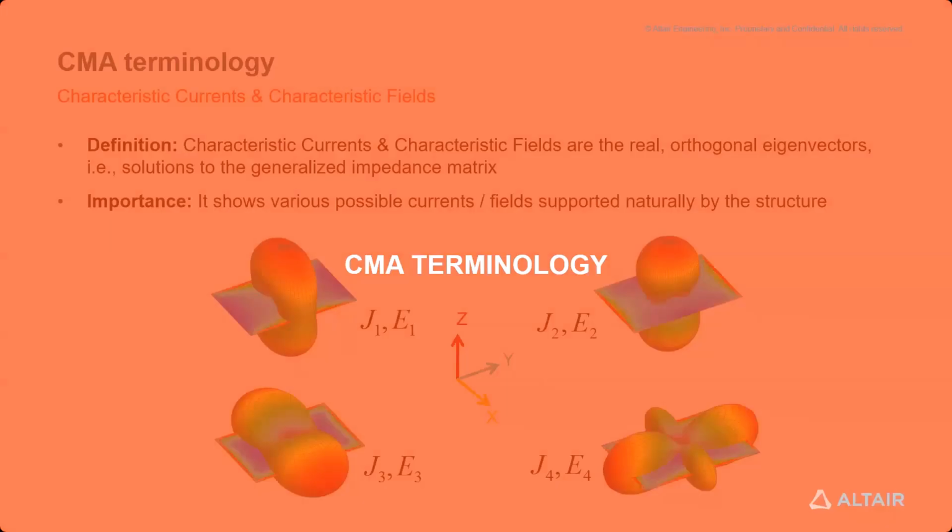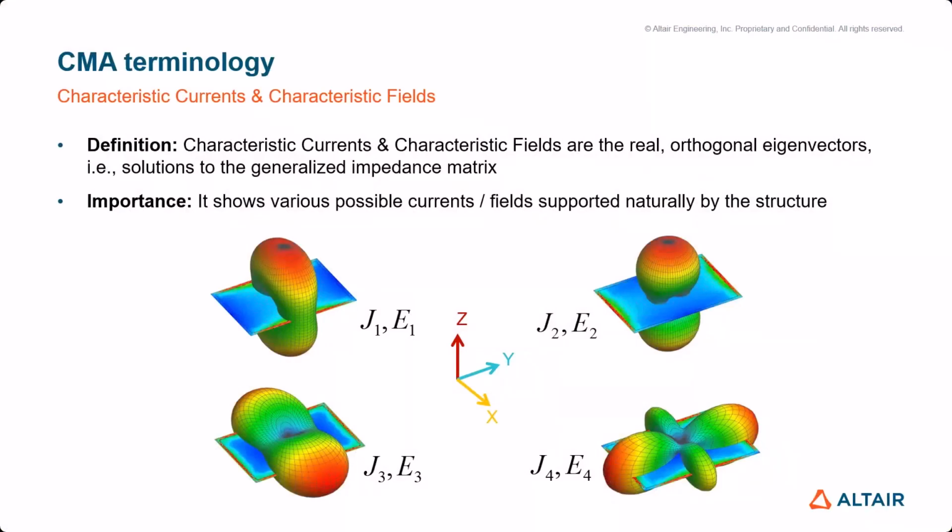Some terminology for the characteristic mode analysis. The characteristic currents as well as the resulting characteristic fields are the real orthogonal eigenvectors. So that's the solution of the generalized impedance matrix. So obviously these modal currents and the fields that they support or radiate are quite useful because they show the performance or the effect of each of these modes. And here you see again the first four modes for a simple patch structure with the current distributions as well as the radiating performance of these modes. Again, these are independent of any excitation.